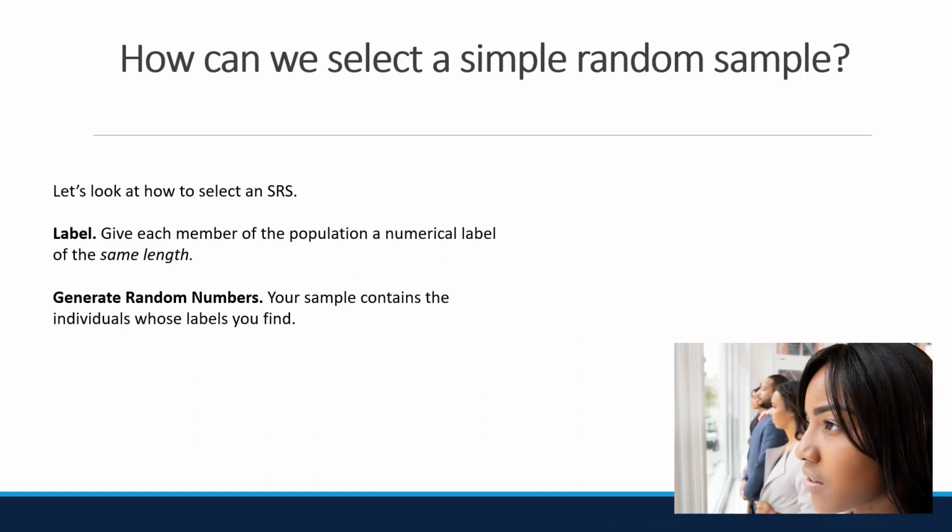Let's look at how to select a simple random sample. First, label. Give each member in the population a numeric label of the same length. Second, generate random numbers. Your sample contains the individuals whose labels you find.